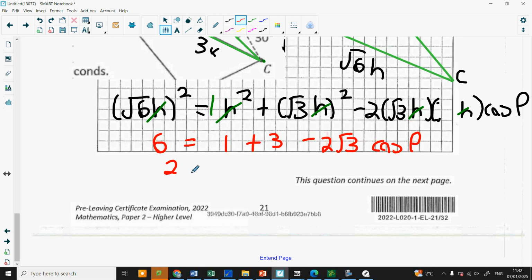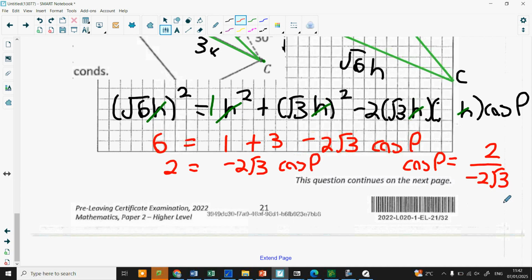Very closely closing this out now. What I'm going to get is 6 take away 4 is 2. 2 equals minus 2 root 3 cos P. Somebody cos inverse this for me. Remember, it's in the second quadrant, so it should be an obtuse angle. Let me know when you have it. Yeah, perfect. P is 125.26 degrees. Okay, we all good?